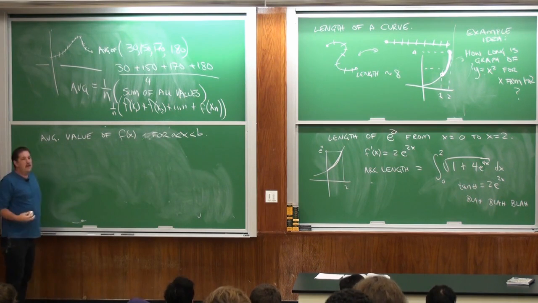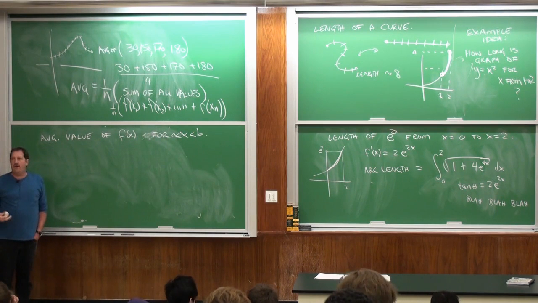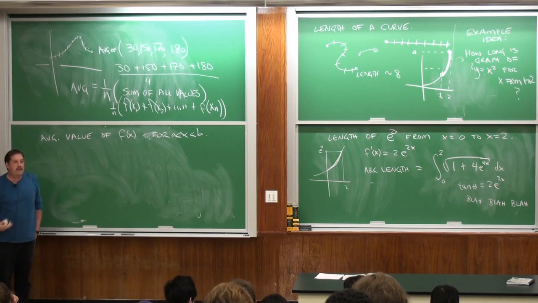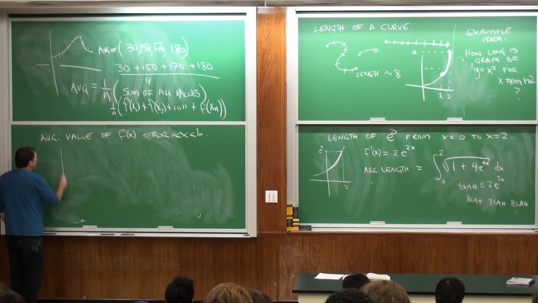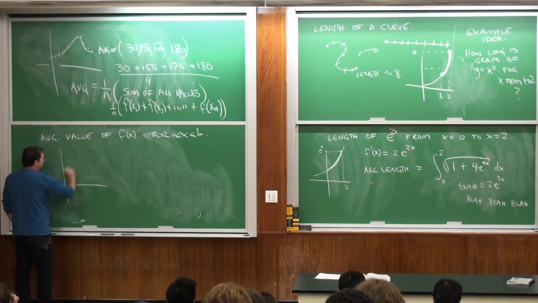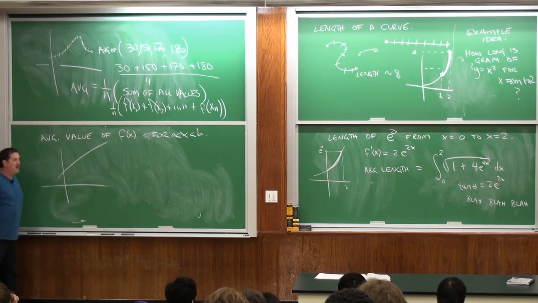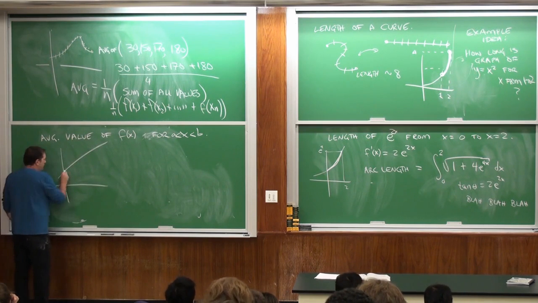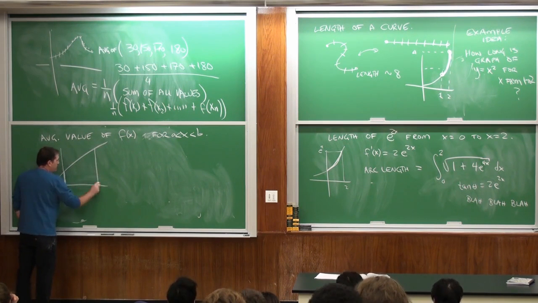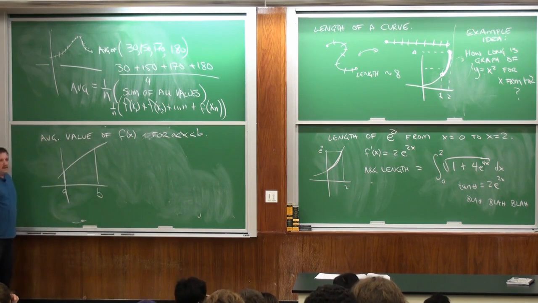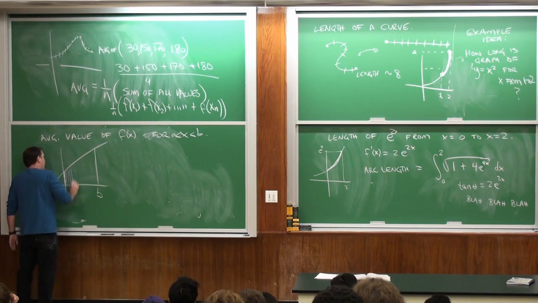If I give you some range of values that the function takes on, and I want to figure out the typical value, or the average value, well, let's just do it in terms of a picture for a minute. Here's my function. It's a line. It starts here. It goes here. And I want to figure out what's the average value of all the numbers in between.